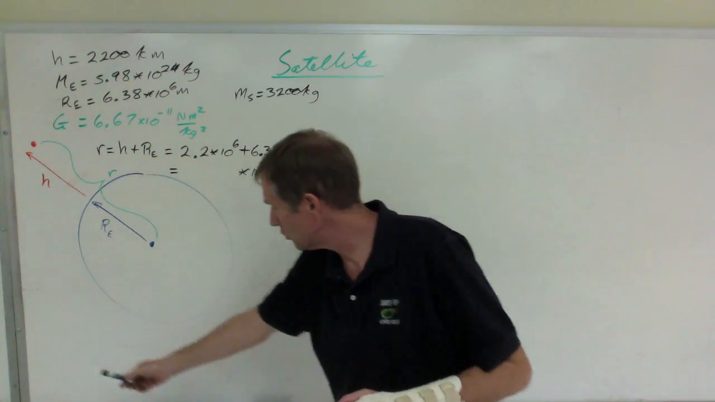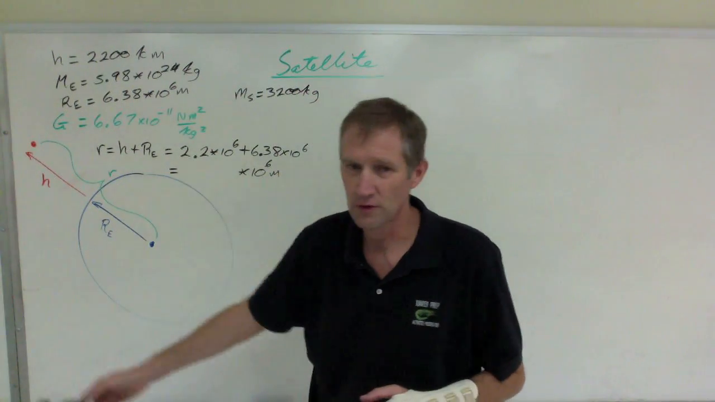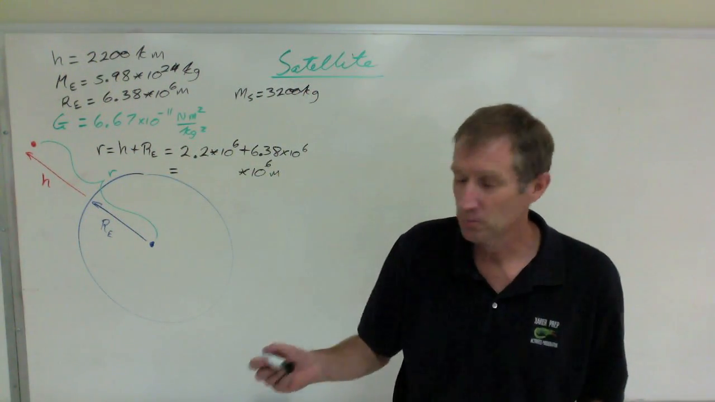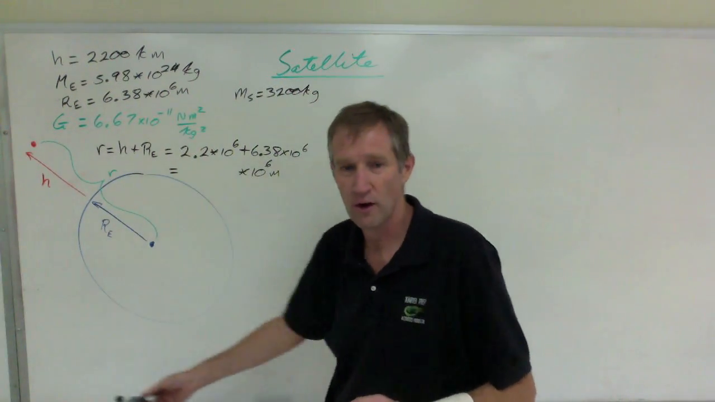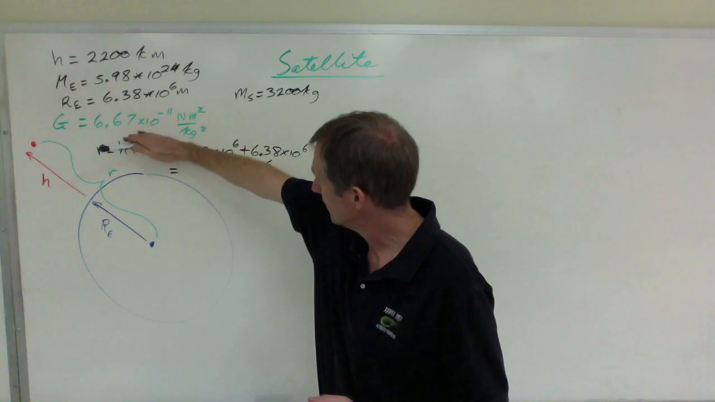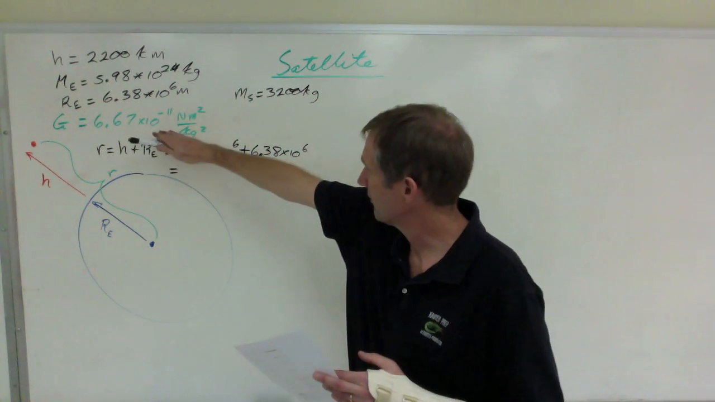Now, we're going to assume that the satellite is going around in uniform circular motion. The truth is that anything in orbit really goes around in an ellipse, but let's just make it easier. It's going around in a circle. G is the gravitational constant, 6.67 times 10 to the negative 11. It's a lot of information here.